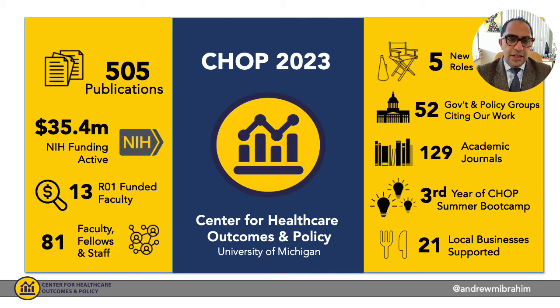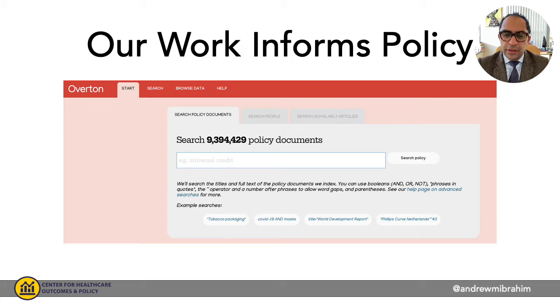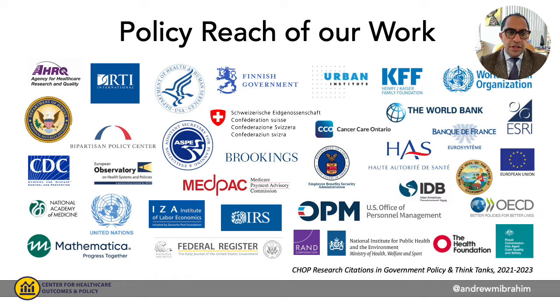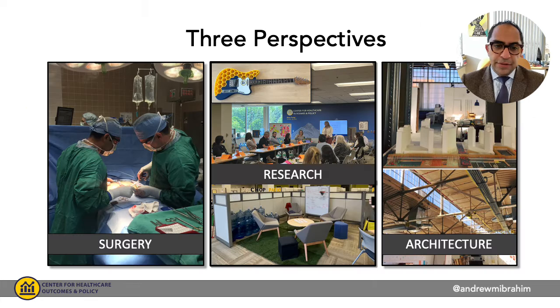I help direct a group here called CHOP, and we're a pretty active and busy group, but in addition to being busy writing papers, we care a lot that our work gets in front of the right people and that they understand our work. So we track the policy output of our work, and in just the last 3 years, these are all the different policy groups and think tanks who've cited our research. And so as much as we like producing rigorous work, we really like to know that our work gets out to people who can change the way healthcare is delivered for the better.